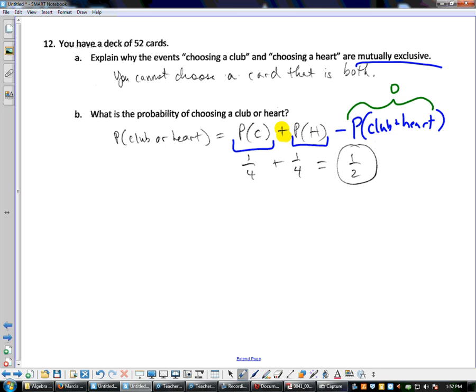Well, that's 1 out of 4 cards are clubs, right? Because there's 13 clubs out of 52. That reduces to 1/4. How about the probability of drawing a heart? Again, 13 hearts in the deck out of 52 cards, because that's one of the 4 suits. So that's 1/4, and we add 1/4 plus 1/4, and we get our answer of 1/2.